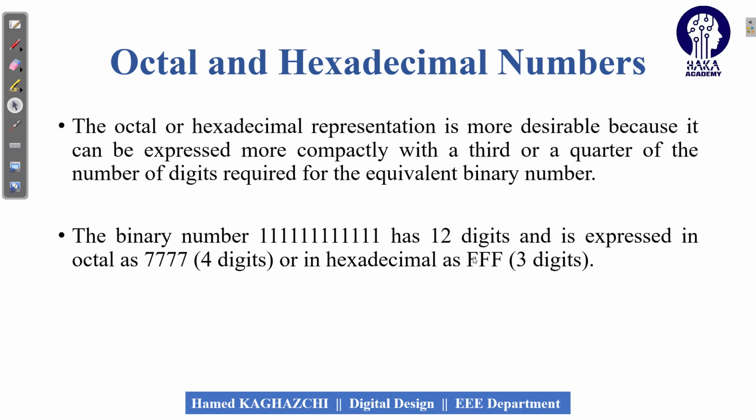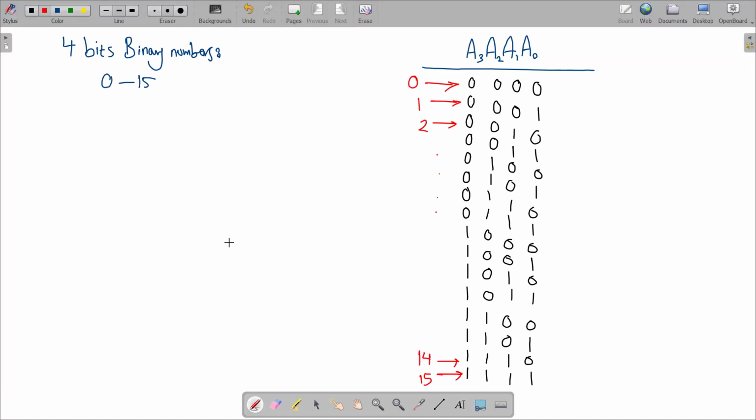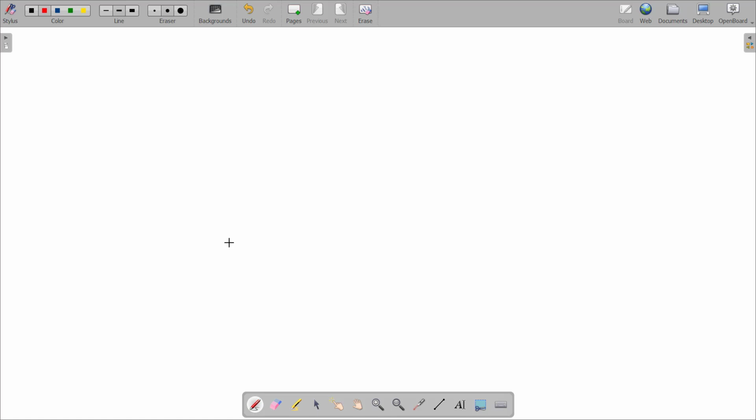Now, the next topic of this course is related to the arithmetic addition in the binary system. I want to explain to you how we can add two binary numbers together. So the topic is arithmetic addition.